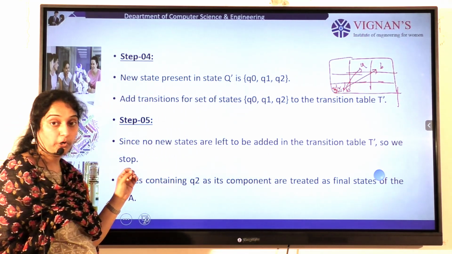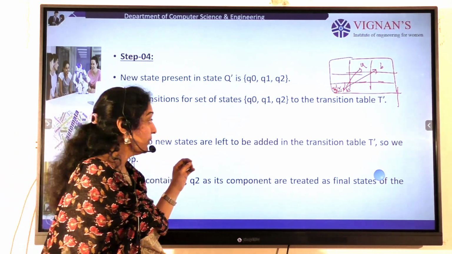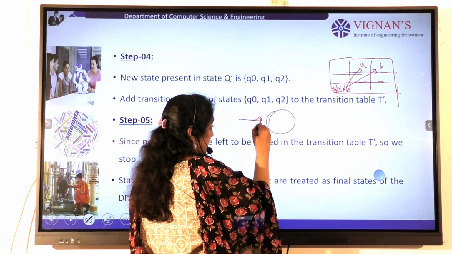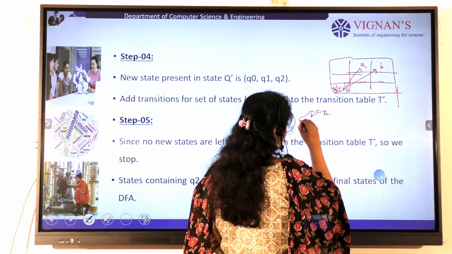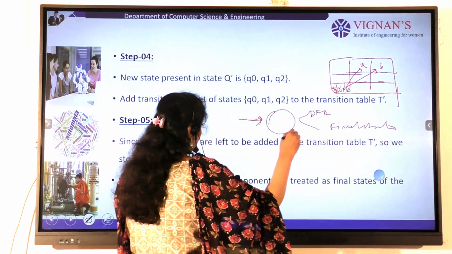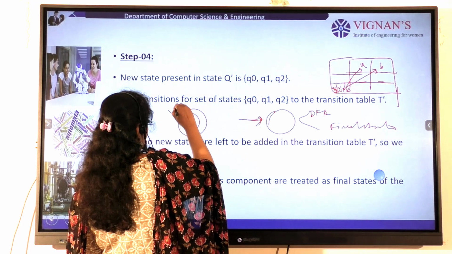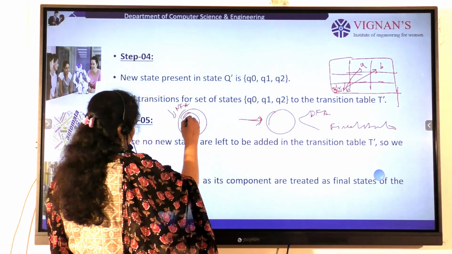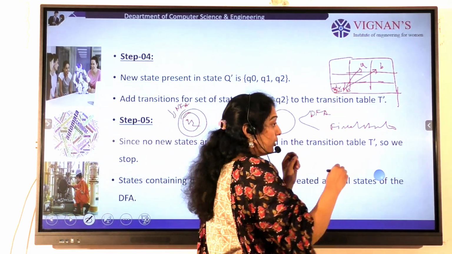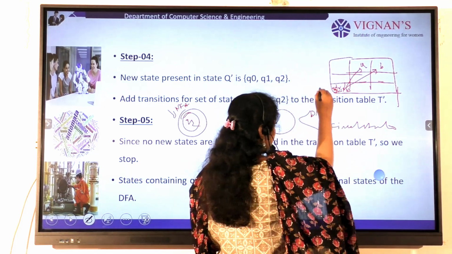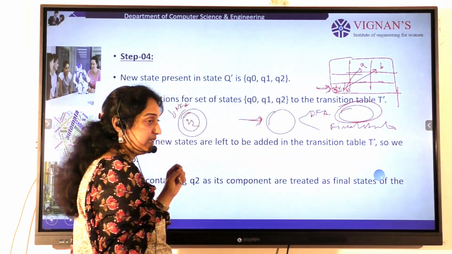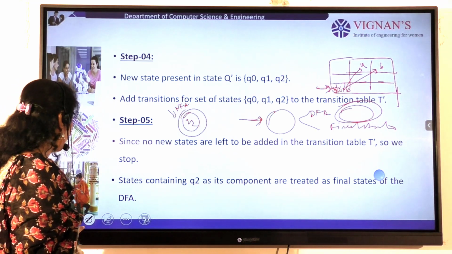Now coming to the next point, deciding the final state. The initial state mentioned in the NFA is treated as the same initial state in the DFA too. Now we need to decide the final state in the DFA. Whatever final state is mentioned in the NFA, suppose Q2 is the final state in the NFA, then in the DFA, whichever set you find Q2 in, that state is considered a final state in the DFA. So this is step 5.